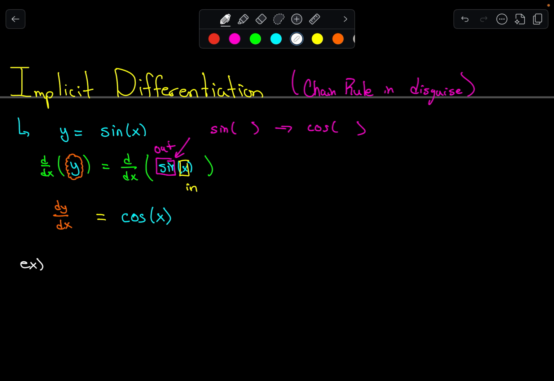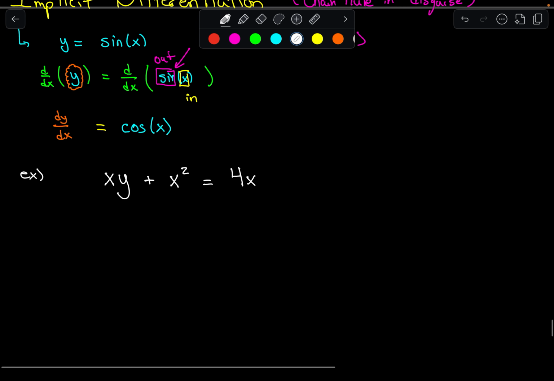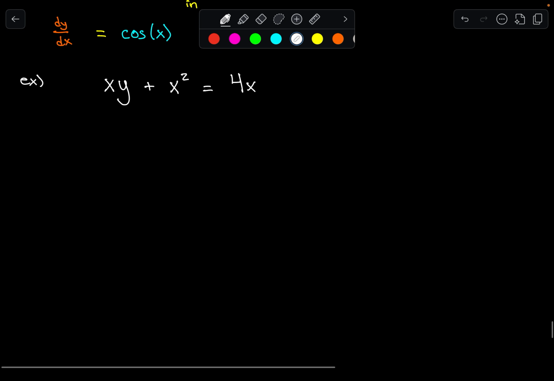And the problem that I'm going to give to us here is, let's see here. Let's do xy plus x squared is equal to 4x, okay? And I would like us, without separating anything, to take the derivative of this equation, okay?